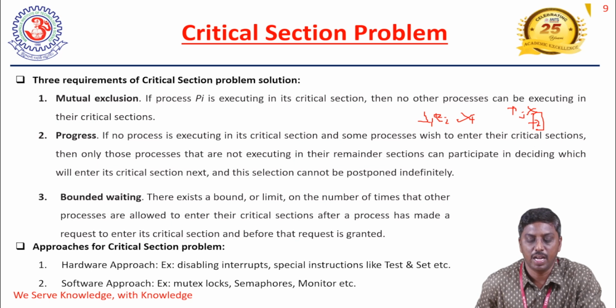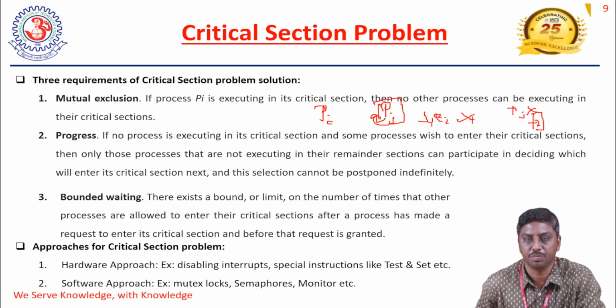And the second property is progress. What is this progress characteristic? Assume that Pi is in its remainder section, and Pj is also in its remainder section. Now Pj wants to enter into its critical section. If Pi is not in its critical section, then nothing should stop Pj from entering into the critical section, if there is no other process in the critical section.